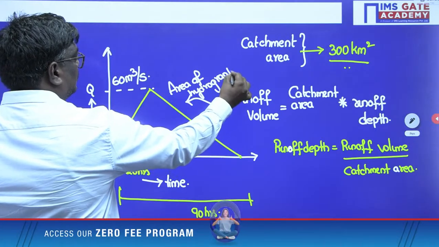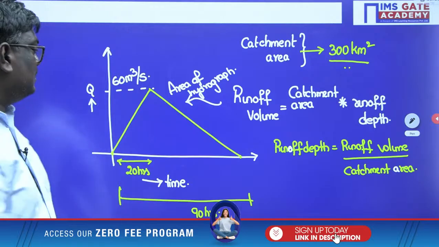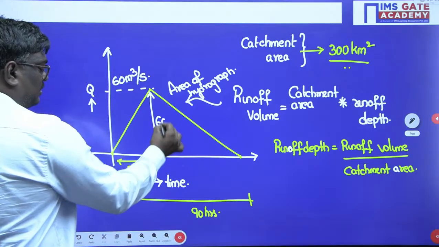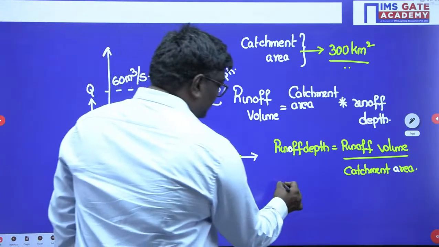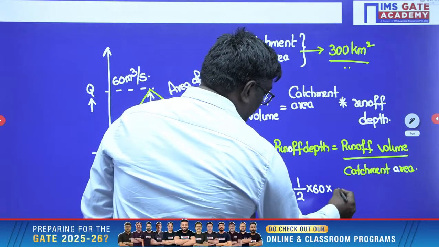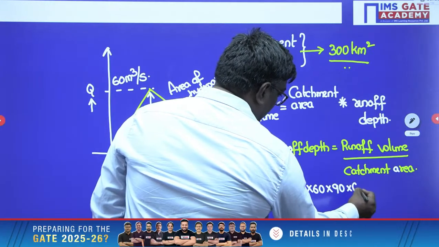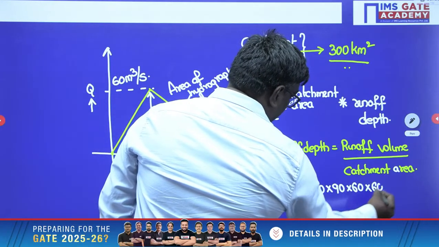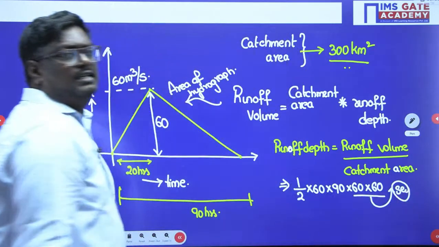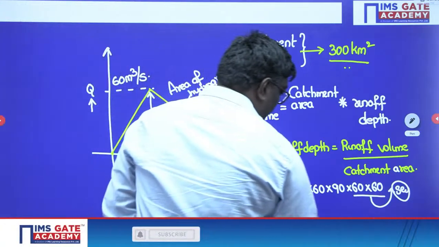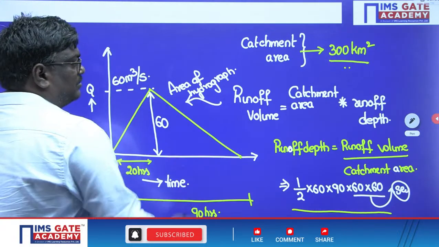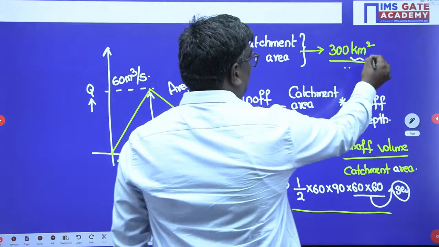Yes or no? So here what is the area? Peak height is 60 meter cube per second. So runoff depth is equal to half into 60 into 90 into 60 into 60. This indicates hours into seconds conversion. Divided by catchment area. What is the catchment area? They have given 300 kilometer square.